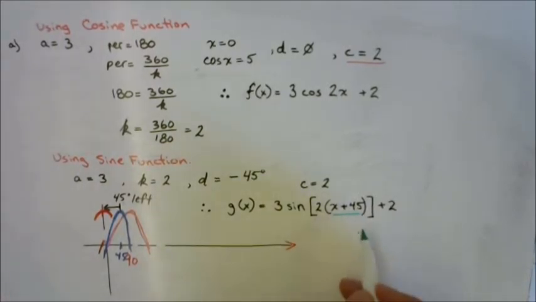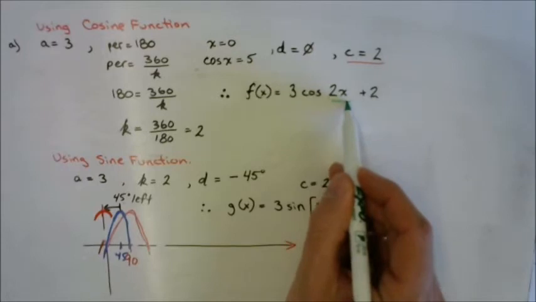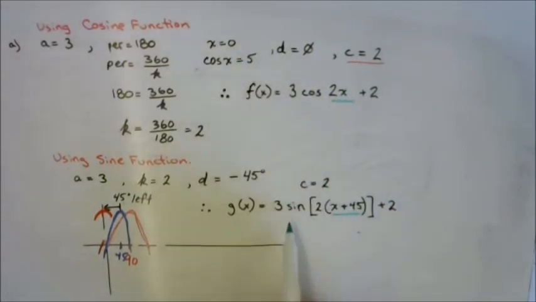The only difference is the phase shift. Okay, in order to convert from cos to sine, we did a phase shift of a quarter of a period length to the left.